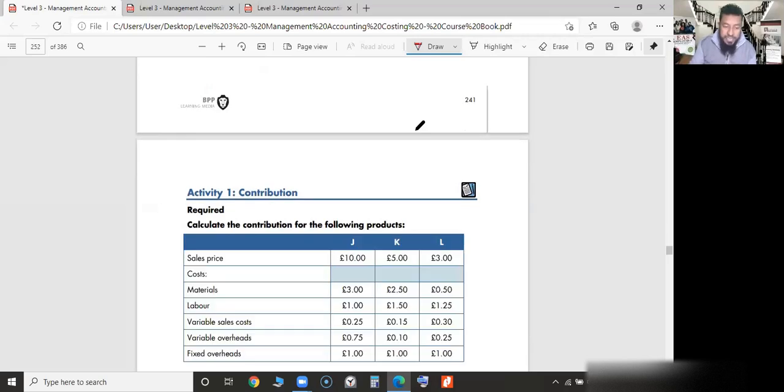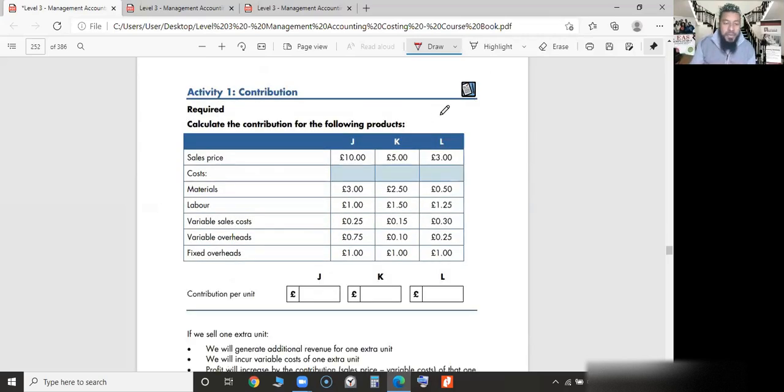Let's keep going over this chapter. We have a very simple question and simple answer. Activity 1. I will do J for you. You're going to do K for me. L, we're going to ignore. Selling price is given; material, labor are variable. All these are variable cost. Even variable overhead is variable cost. Fixed overhead is your FC, fixed cost.